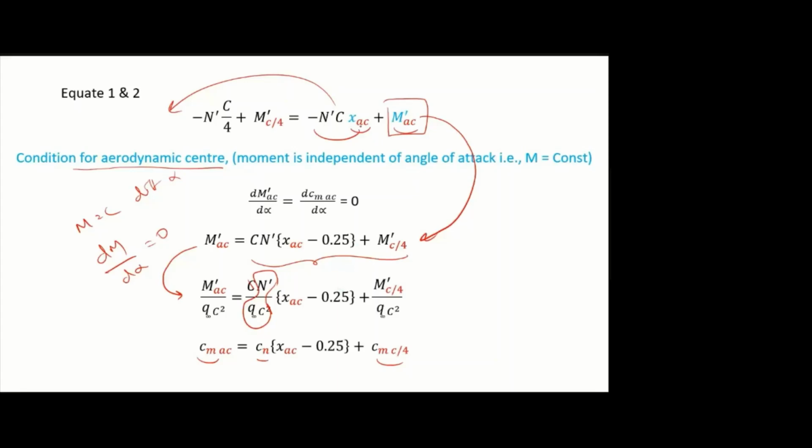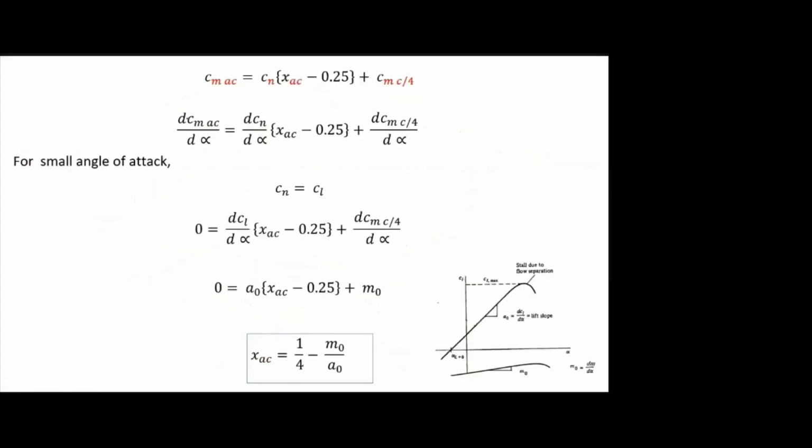Just equated, and I found there are two unknowns. So I'm applying the aerodynamic center condition, that is dCm by d alpha is 0. So write this equation in terms of M AC, and convert that into coefficient of moment. Now this is my final equation in terms of coefficient of moment. Now we have to apply that condition. Then what you have to do, we have to differentiate this equation with respect to alpha, d by d alpha, on both sides. You will get this equation after differentiating.